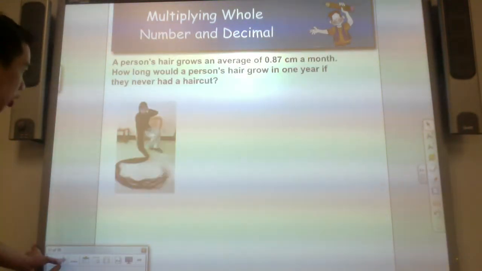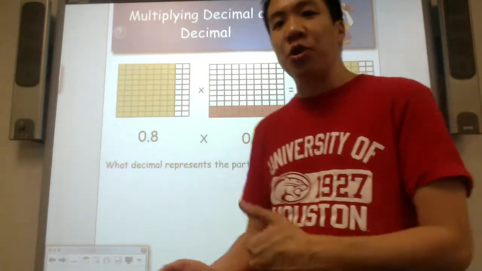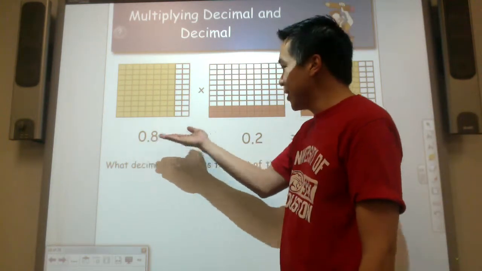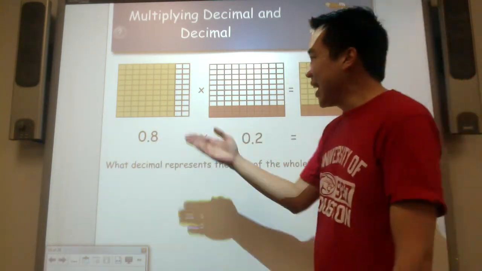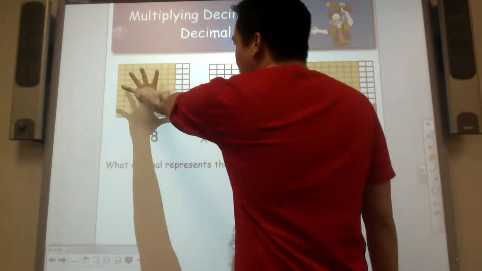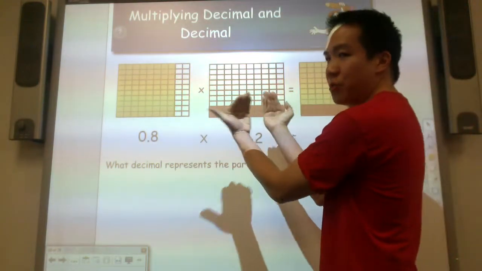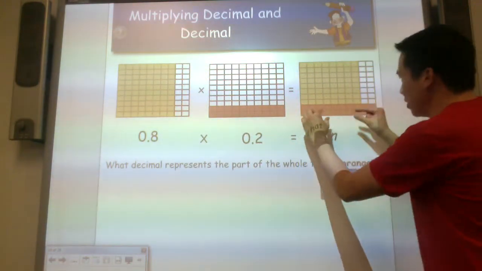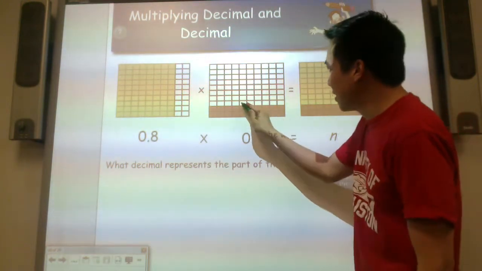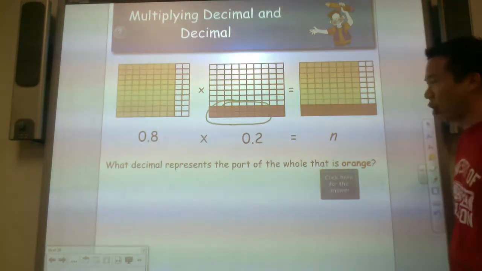So let's keep on going. Now, what if you have 2 decimals you need to multiply? So let's say, what is 8 tenths times 2 tenths? Or what's 8 tenths of 2 tenths? So let's see. This is a model of 8 tenths. This is a model of 2 tenths. They merged them together because it's saying, in this 2 tenths right here, what is 8 tenths part of it?